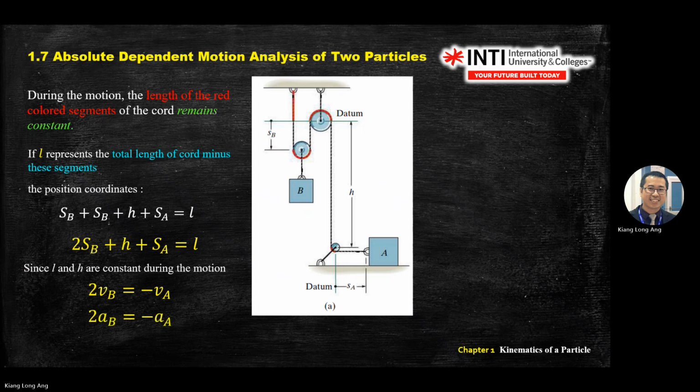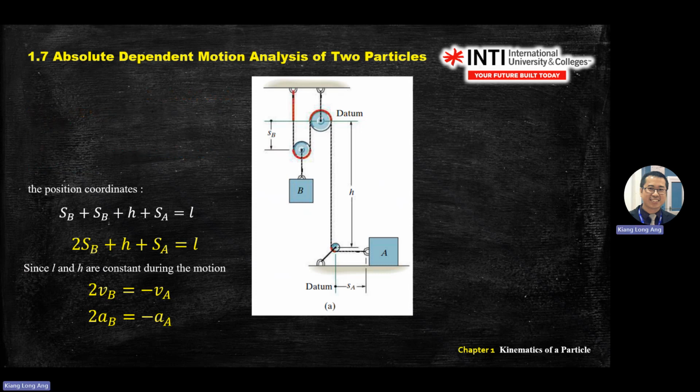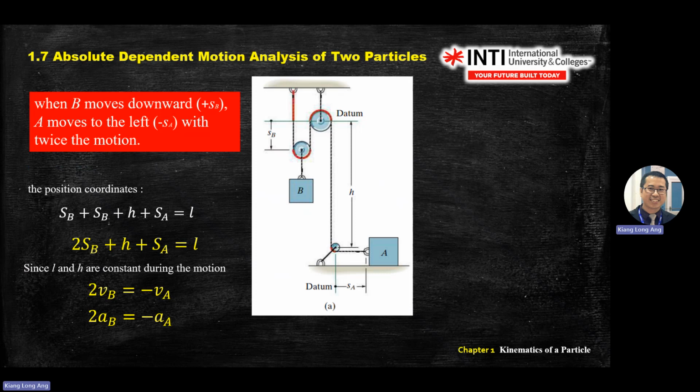Okay. So same with the acceleration, you just change the V to A. It'll be the same. Because these are the steps to solve this section. Right, so I'll go a bit fast. So when B move downwards, A move to the left. Twice the motion. So this one is the section C kind of question. We ask you what happened to A and B after a certain time.